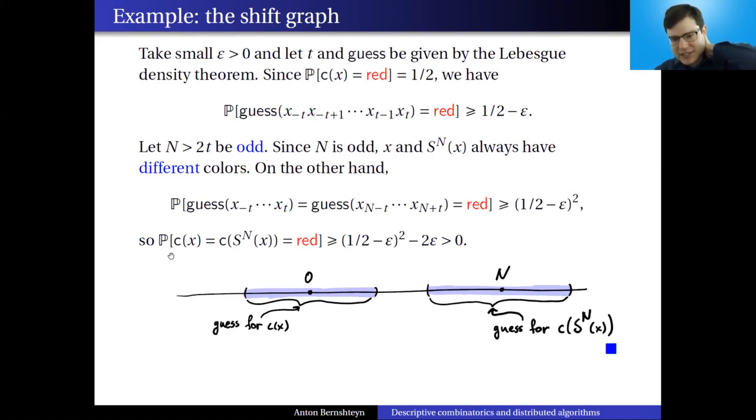So what does this mean? This means that both colors actually are red with probability at least the probability that we guessed both of them to be red, minus the probability that we made at least one of them guessed incorrectly, which, since incorrect guesses have probability epsilon, we need to subtract 2 epsilon here. So it's at least this quantity. Epsilon is really small, so this is still roughly 1/4. Definitely for small enough epsilon, this is positive. And we're done. Now this is a contradiction. There's a positive probability that both x and S^n of x are colored red, even though they have to be colored differently.